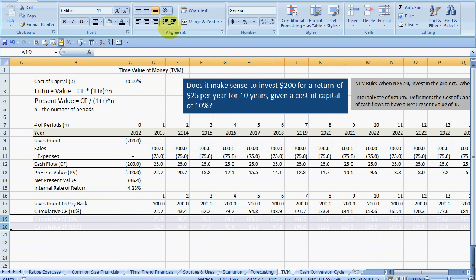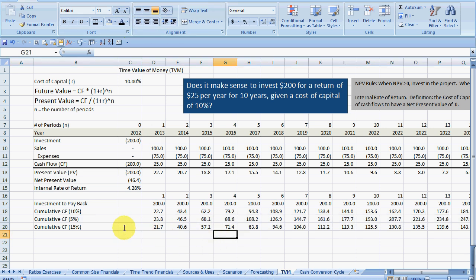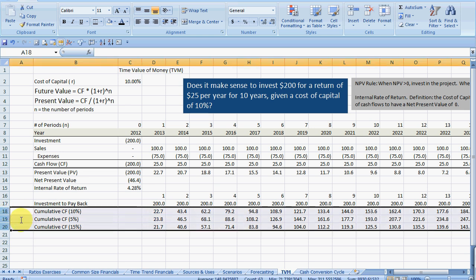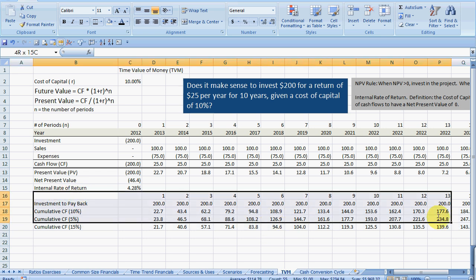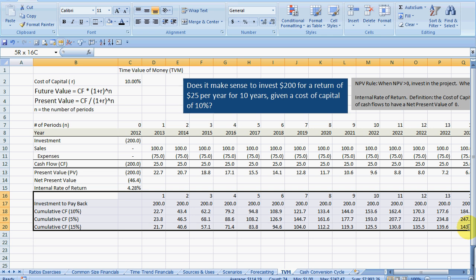But what we can also do is look at this and ask, how would it be if I was making 5% as my cost of capital, or 15%? Or we could look at 10% and change the cash flows, and say maybe we can drive down expenses, or get a little more in sales. In these scenarios, I'm just going to look at the differences in the cost of capital to illustrate how this impacts our ability to come up for air.